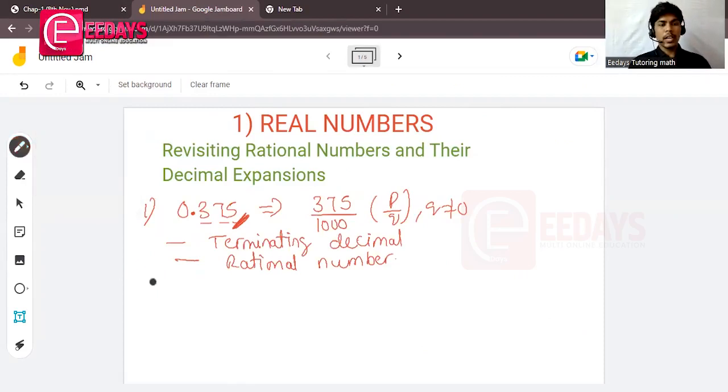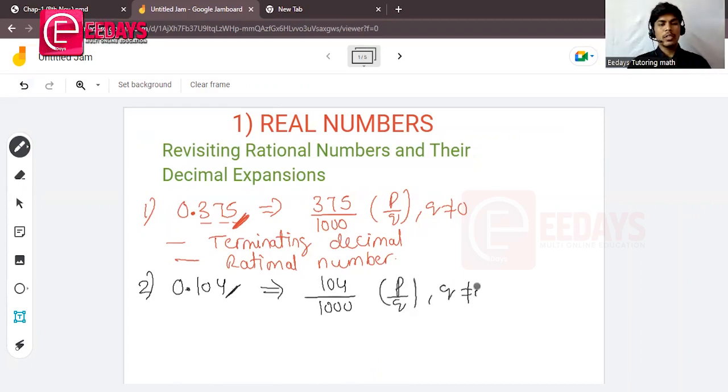By observing the question, you can confirm which form it is, 0.104. There is no dotted structure here. It just stopped here, I mean, terminated here. Stopped is nothing but terminated here. So you can write it in the form of 104 by 1000. So it is in the form of p by q, where q is not equal to 0.